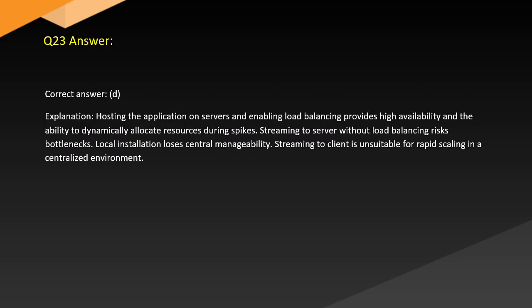Answer. Correct answer: D. Explanation. Hosting the application on servers and enabling load balancing provides high availability and the ability to dynamically allocate resources during spikes. Streaming to server without load balancing risks bottlenecks. Local installation loses central manageability. Streaming to client is unsuitable for rapid scaling in a centralized environment.